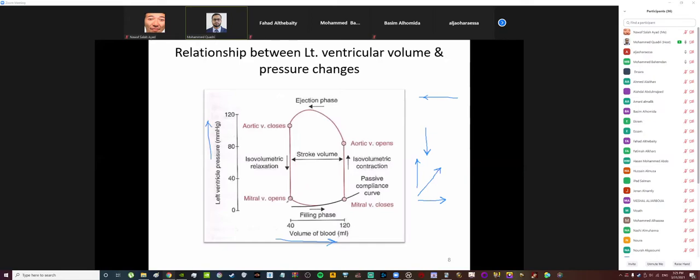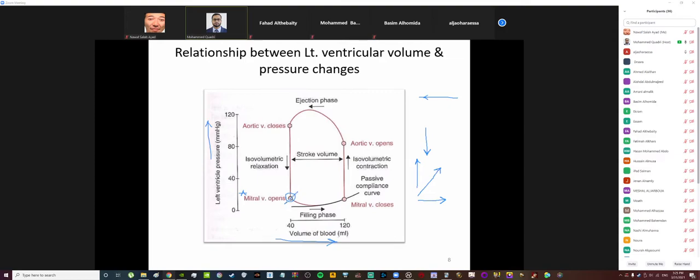So I will start at this point now. I will start at this point of the cardiac cycle where the mitral valve opens. This round here shows you the mitral valve opens. And we can label it as point A. Point A. Here the mitral valve opens.